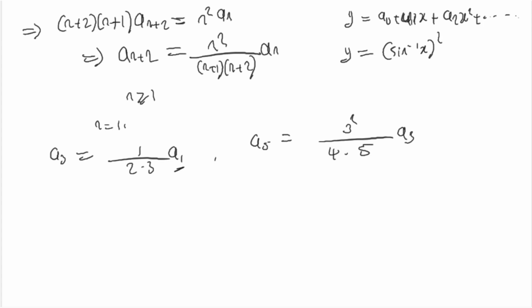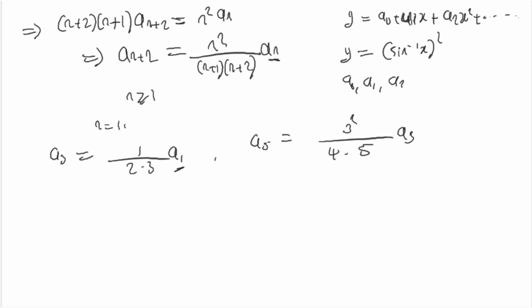And what about a sub 2? A sub 2 cannot be found here, likewise a sub 1, because this formula is only true for n bigger than or equal to 1. But we can find a sub 4, and a sub 4 depends on a sub 2, by plugging n equals 2 here. But luckily for us, Taylor's theorem that we rejected, we can as well use it to find the coefficients a sub 0, a sub 1, a sub 2. Let's try our luck on it.